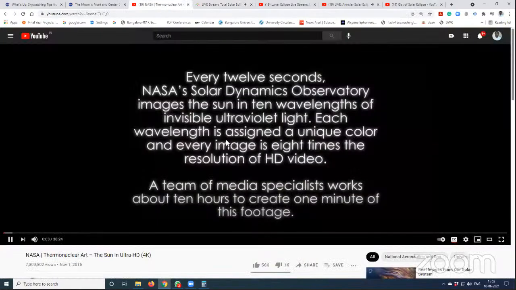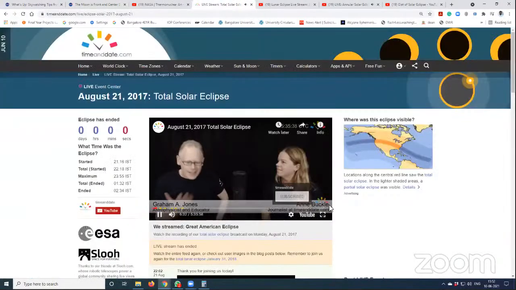Astronomical event in human history. A total solar eclipse will cross the United States of America from coast to coast. Now, a total eclipse, this is what happens when the moon completely covers the sun.